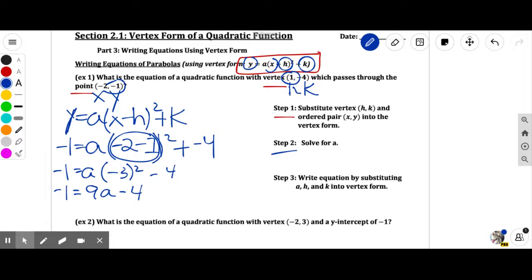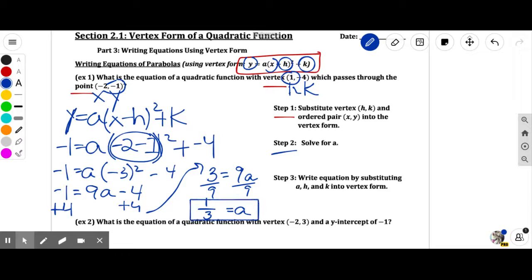Now it's just a regular two-step equation, and I'm just going to solve for a. I'm going to add 4 to both sides. -1 plus 4 is 3, equals 9a. Then we have to solve for a, so we're going to divide by 9. 3 divided by 9 is just 1/3. That's what it reduces to. So we solved for a. That was step 2. A lot of work, I get it, but not that hard.